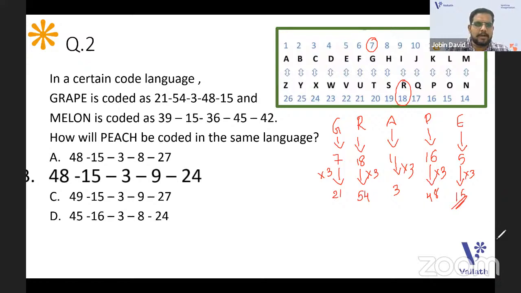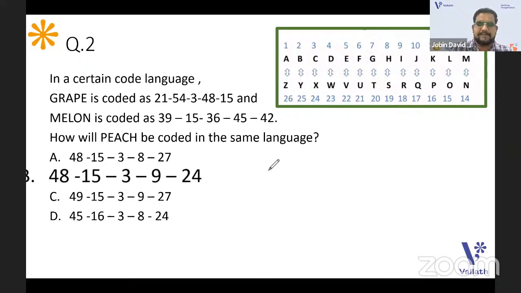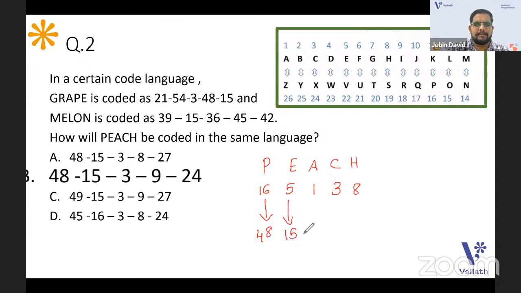How can you code peach? It is very simple. Into 3 you can do that. First write all the letters: P-E-A-C-H. The position of P is 16, E is 5, A is 1, C is 3, and H is 8. Now all into 3. 16 into 3 is 48. 5 into 3, our pattern is into 3, is 15. 1 into 3 is 3. 3 into 3 is 9. 8 into 3 is 24. Now this is the code.